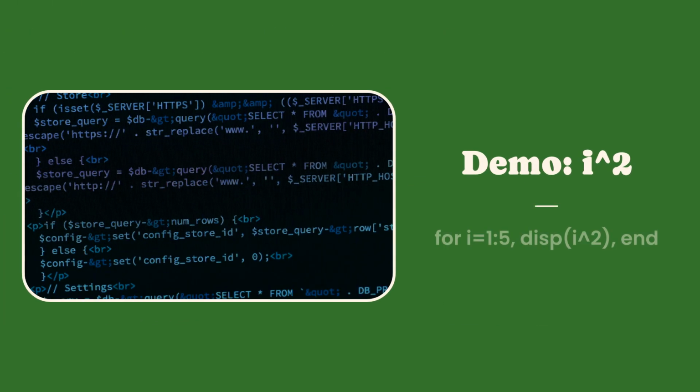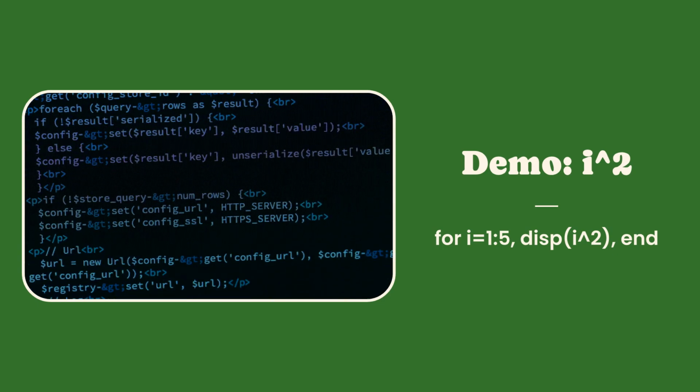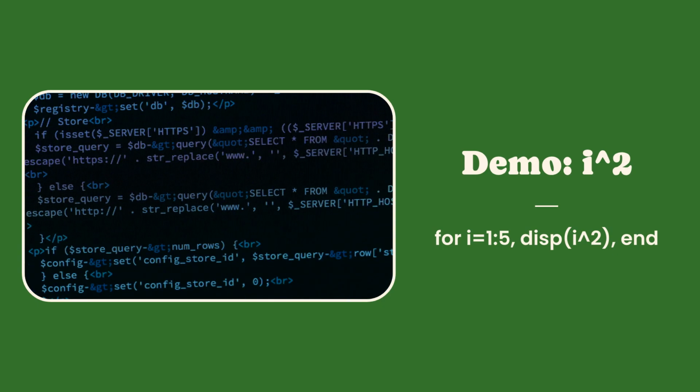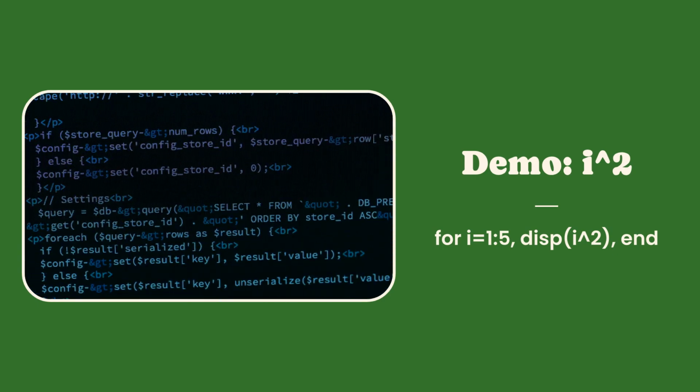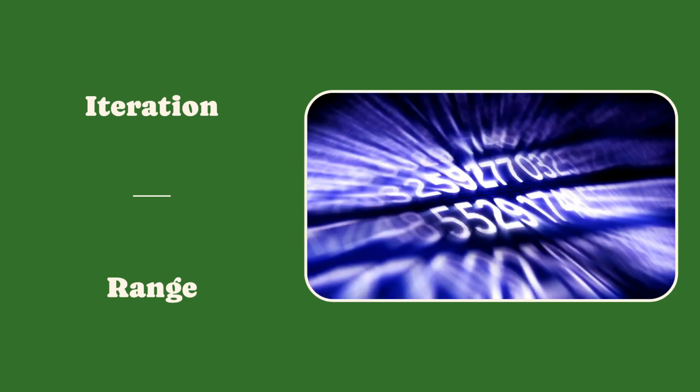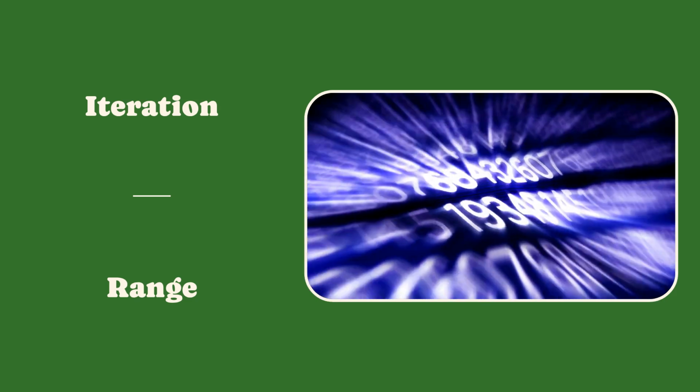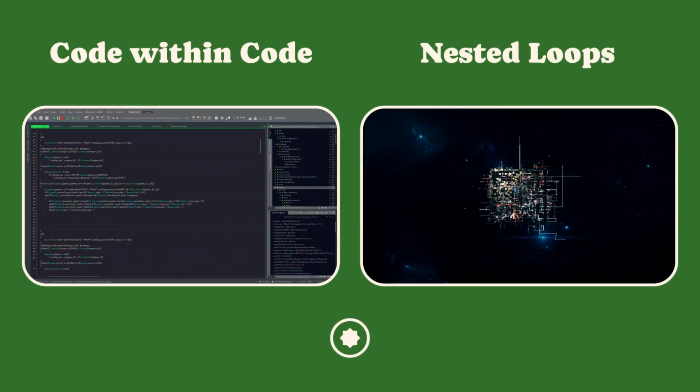Let's see an example. For i = 1:5, disp(i^2), end. This calculates and displays the square of numbers from 1 to 5. The 1 to 5 defines the iteration range, meaning the loop variable i will take on values 1, 2, 3, 4, and 5 sequentially.